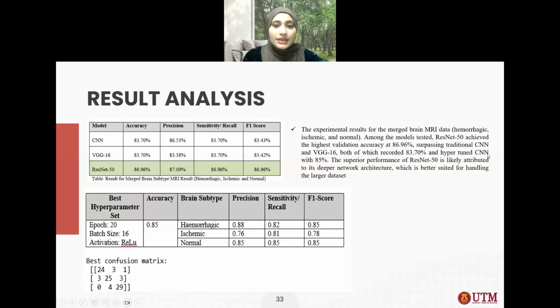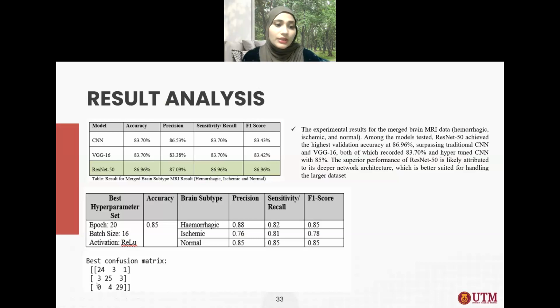But we hypertuned the CNN to see whether we can achieve more validation accuracy. After doing that, yes, we achieved a little bit more, 85% from 83.70%. ResNet likely has a deeper neural architecture, which is better suited for handling the larger dataset, since dataset 1 is larger than dataset 2.